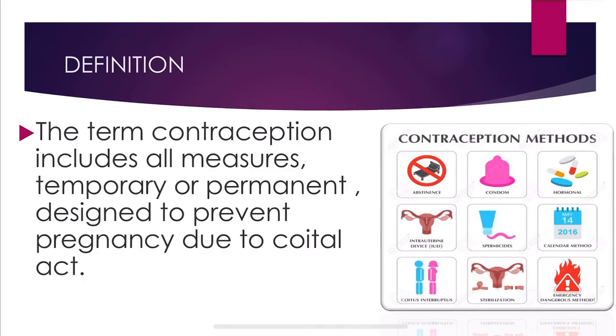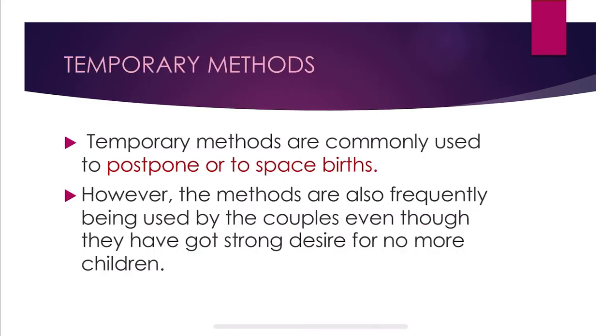Definition: the term contraception includes all the measures, temporary or permanent, designed to prevent pregnancy due to the coital act. So guys, what is contraception? The measures taken by a person, whether a temporary method or a permanent method, to prevent the pregnancy which occurs because of the coital act. The measures taken to prevent pregnancy are contraception.